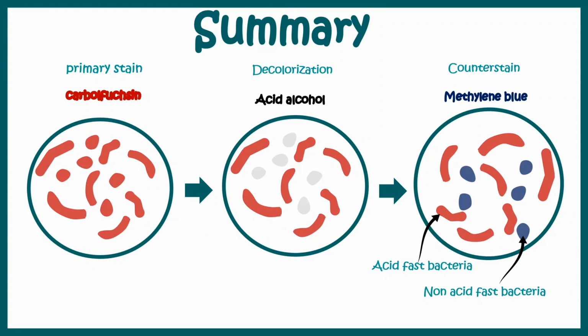It can even penetrate the almost impermeable cell walls of an acid-fast bacterium. After that, we used a strong decolorizing agent such as acid alcohol, which wipes out all the stain from non-acid-fast bacteria, and we counterstained with methylene blue, where the non-acid-fast bacteria took a blue stain and the acid-fast bacteria retained their red carbol-fuchsin stain. This video tells us the basis of acid-fast staining and how important it is for medical microbiology.